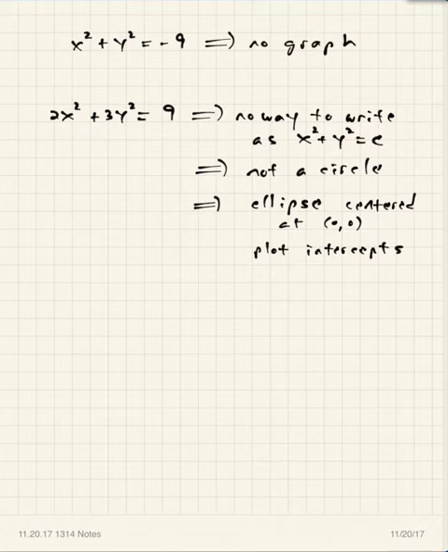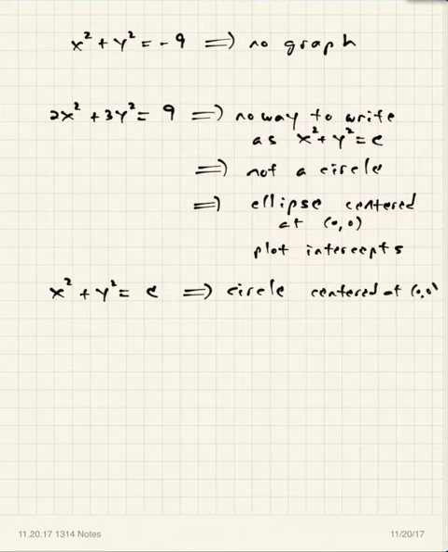So the general moral to the story here is if you have the equation in the form x squared plus y squared equals a constant, that graph is a circle, right? If I can make it so that the coefficients of the squared terms are both 1s, then that graph is a circle centered at 0, 0. And the radius is the square root of c. And remember, c has to be positive.